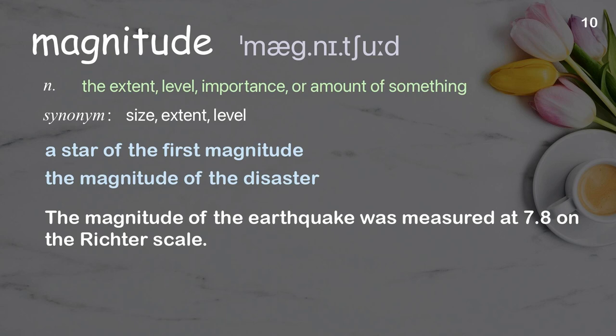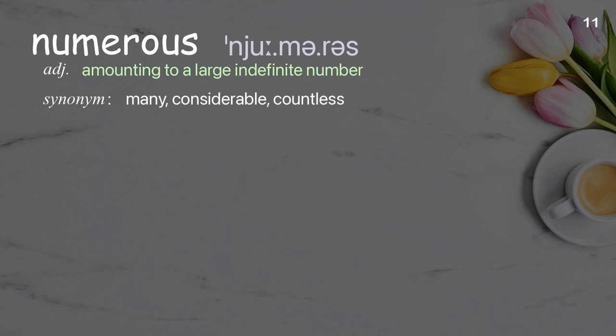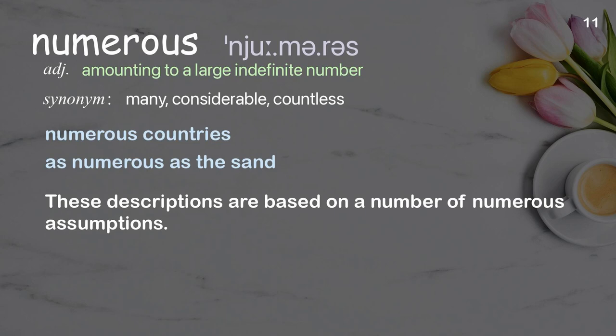Numerous. Amounting to a large indefinite number. Examples: Numerous countries. As numerous as the sand. These descriptions are based on a number of numerous assumptions.